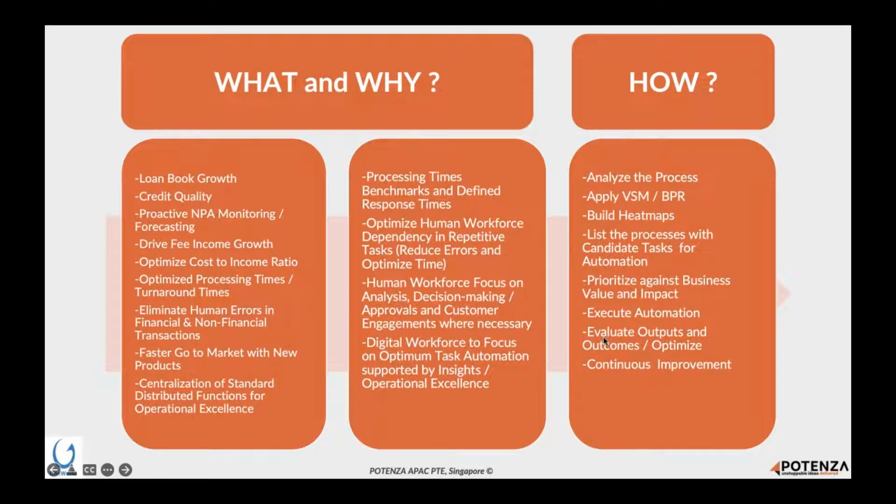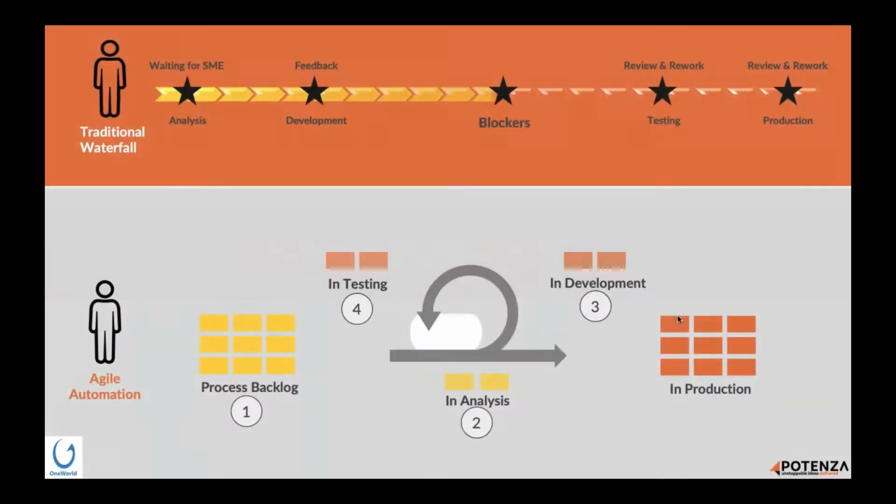And then it's important that we evaluate the outputs and outcomes and communicate that. So that is that process stage. And then you also need to continue with continuous improvement. So I'll quickly move on to what I just explained. At the top, you see the traditional waterfall method. You wait for the subject matter expert, you analyze, then develop, then test, go to production. We don't follow this process in RPA implementation. We follow this process, which is agile based. This is the process backlog that I just mentioned.